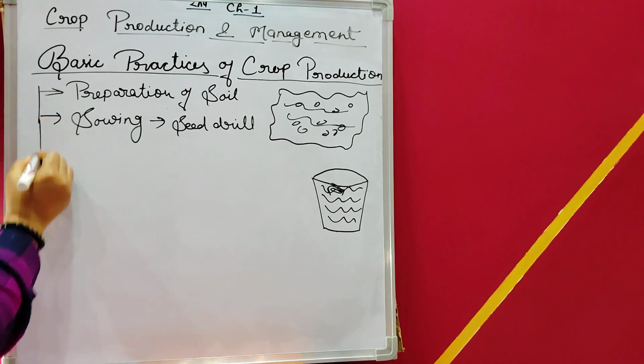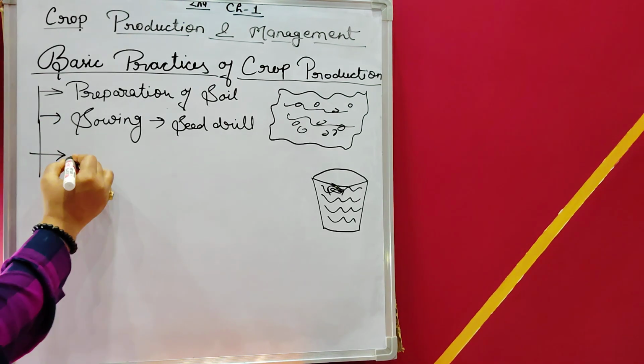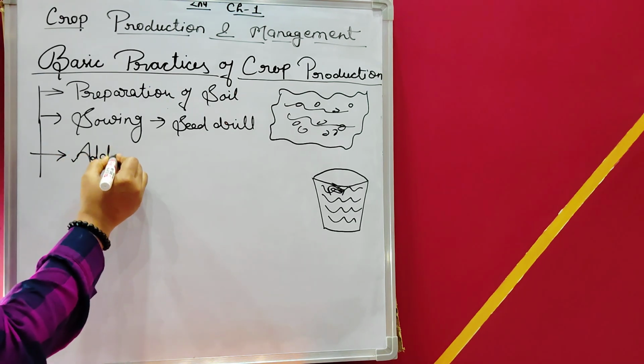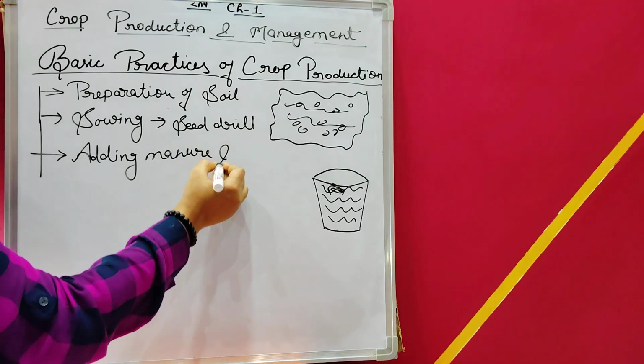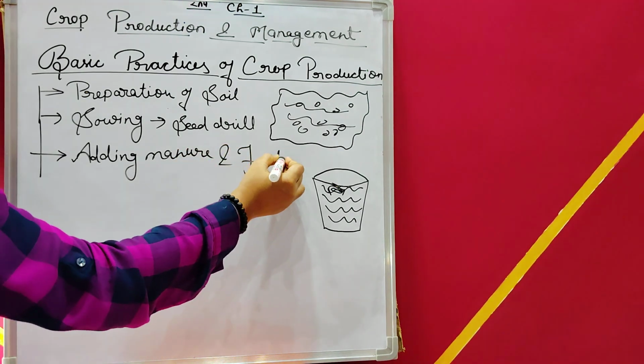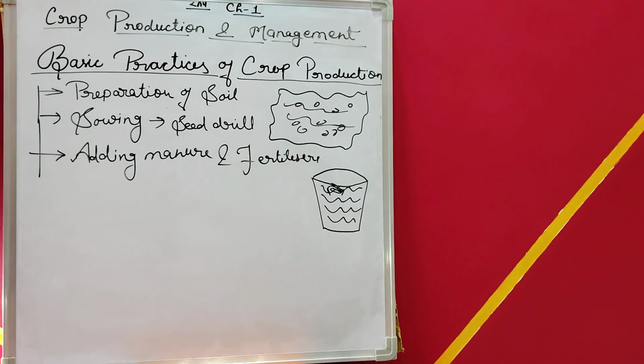Okay. After sowing, can you guess what will be the third step? That is adding manure and fertilizer. What are these? These are basically nutrients. Actually, soil needs nutrients for the healthy growth of plants. Like in our body, we need nutrients for healthy growth of our body. In the same manner, soil needs nutrients for the healthy growth of plants.